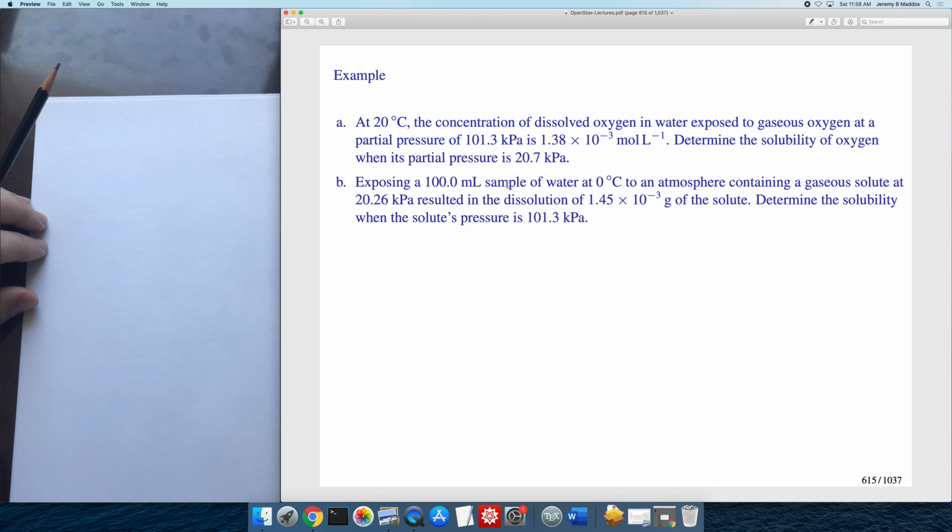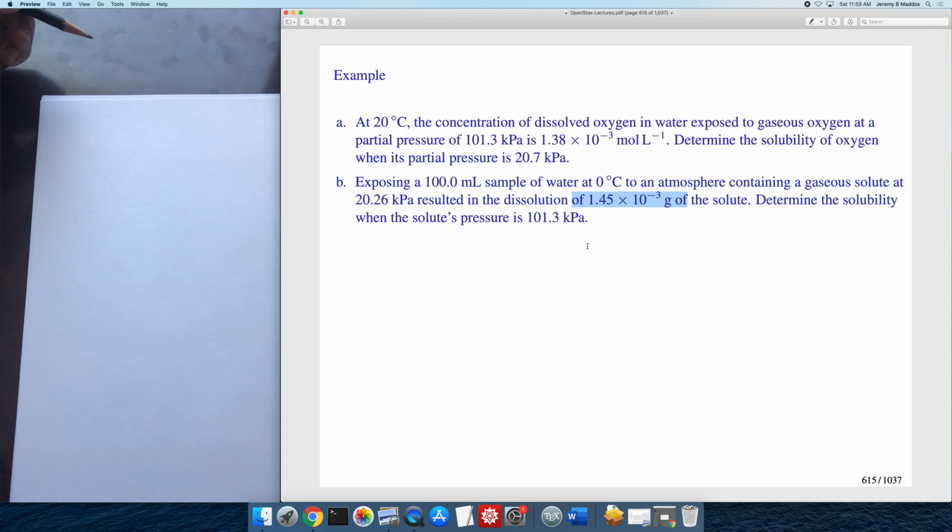Exposing 100 milliliters of water at 0 degrees Celsius to an atmosphere containing a gaseous solute at 20.26 kilopascals resulted in the dissolution of 1.45 times 10 to the minus 3 grams.